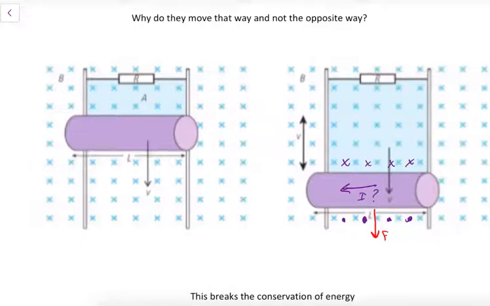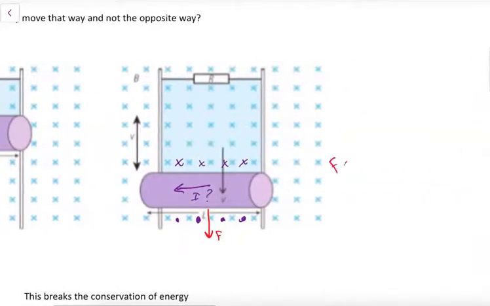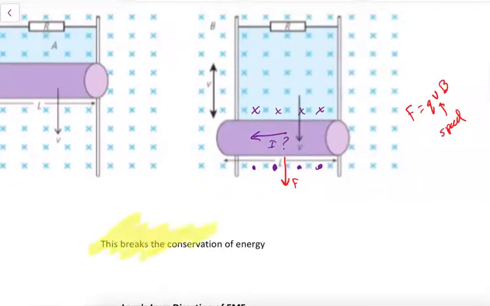And we know that the force that is induced is created by the magnetic field, but also by the velocity. So if a force is pushing it downward, that means the velocity is going to increase, and then therefore the force is going to increase, and the velocity is going to increase, and the force is going to increase, and the current is obviously increasing as well because the velocity is increasing. So this creates an infinite energy cycle, which can't happen. That's impossible. So this actually breaks the conservation of energy.